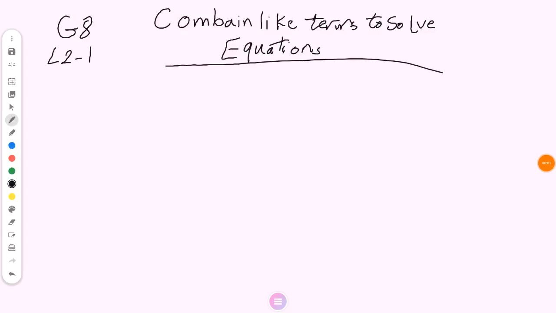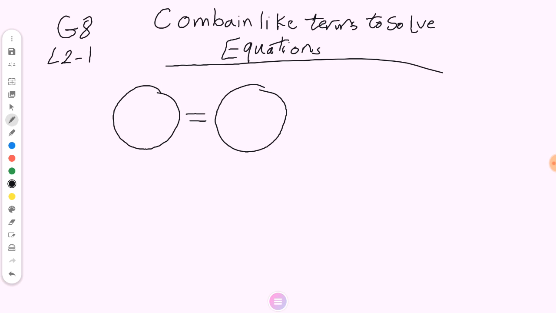Okay, welcome everyone. Today, our lesson is about combining like terms to solve equations. Before we start, what is the meaning of equation? Actually, an equation has equal sides, right-hand side equal to left-hand side, and we want to make a balance between them. So if we have 5 here, we must have 5 here.